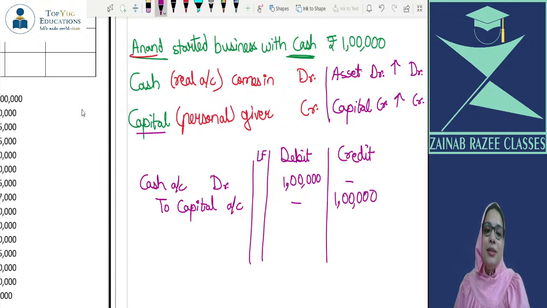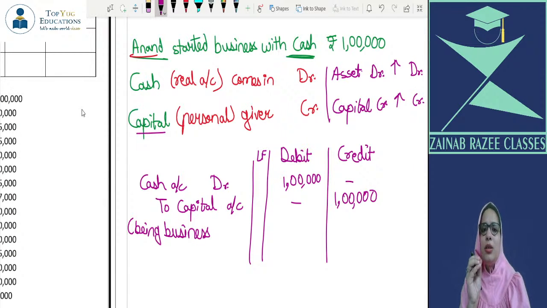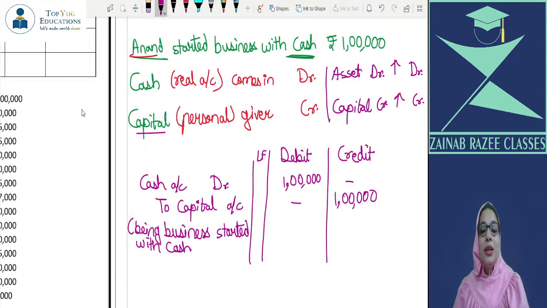This is how you pass journal entries. And the narration is being business started with cash. I told you narration is a brief explanation, very short, explanation in very short of what has happened. So you'll say being business started with cash. Always in exam, whenever journal entries are asked, narration is a must. Unless and until they tell you to ignore narrations, which hardly they do in an exam. Always for any chapter when you pass journal entries, you will have to write the narration. Being business commenced. The narration can be as small as possible. Okay. Good. So I hope everyone has understood this point.